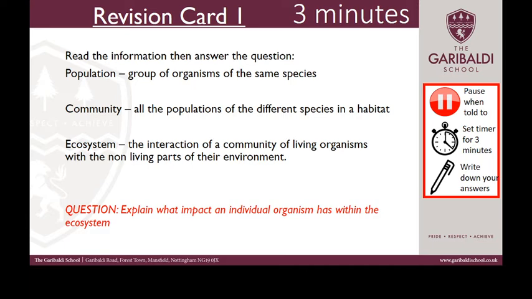So the question is, explain what impact an individual organism has within the ecosystem. If you want to, you can go from the viewpoint, what happens if you remove an individual organism from an ecosystem? And maybe give an example of that. So, pause, set your timer for 3 minutes, write down your answers, then unpause when you're ready.